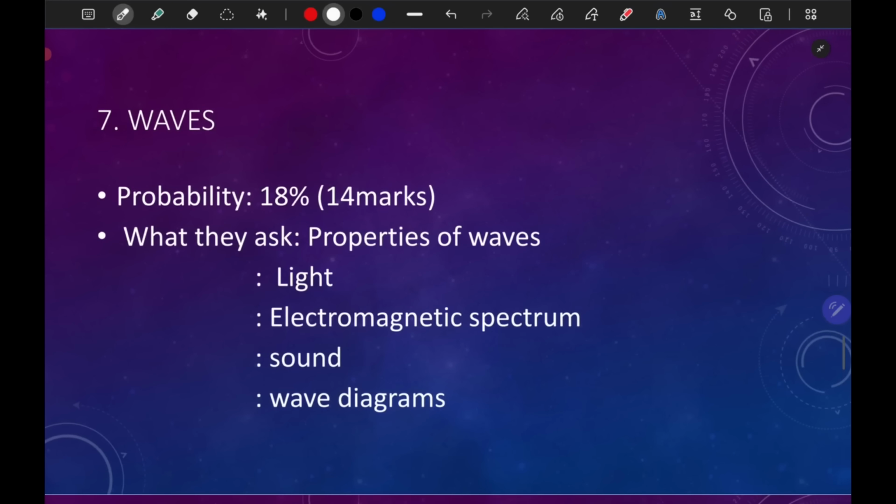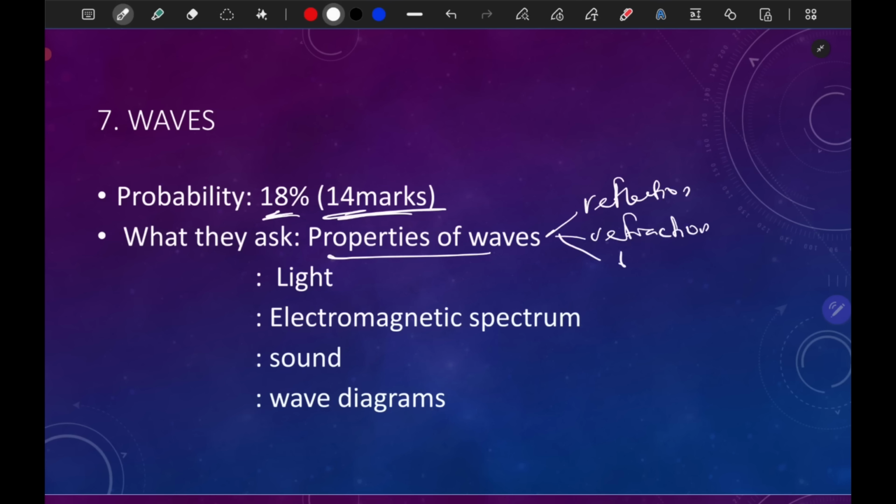Next one is waves, the second most popular topic in IGCSE physics. Probability of 18% and about 40 marks per paper. What do they ask you? They can ask you about properties of waves: reflection, refraction, and diffraction.